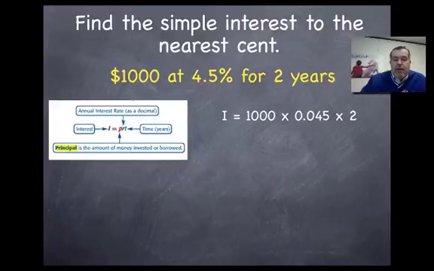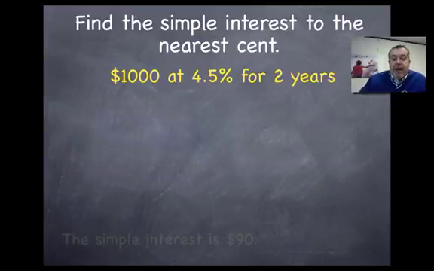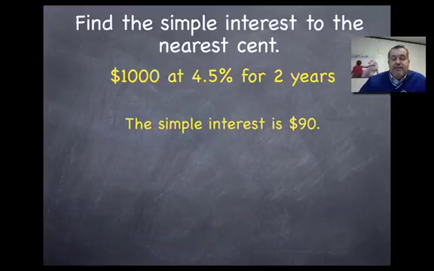So when we write that, we have I equals 1,000 times 0.045 or 45 thousandths times 2. Well, let's multiply 1,000 times 45 thousandths, and to do that you're really just going to move the decimal point 3 places to the right, and when you do that you get the answer of 45. Now we'll multiply 45 times 2 and we'll get I equals 90. So now we can answer that the simple interest is $90.